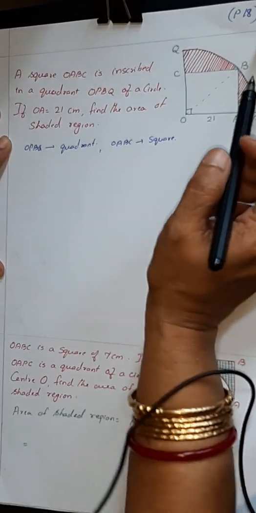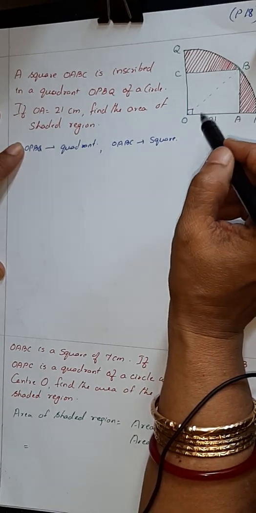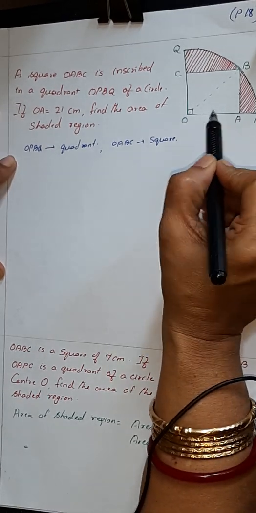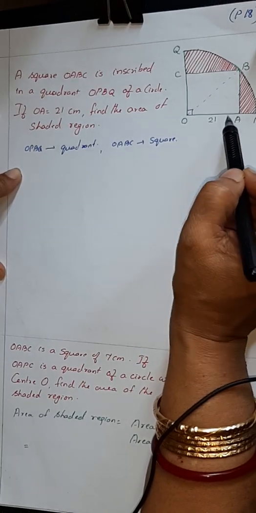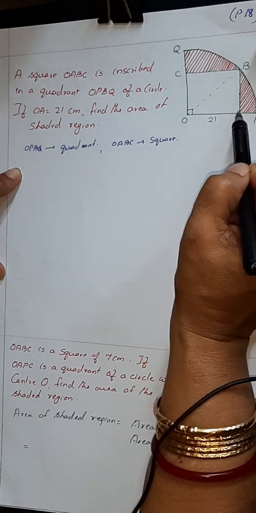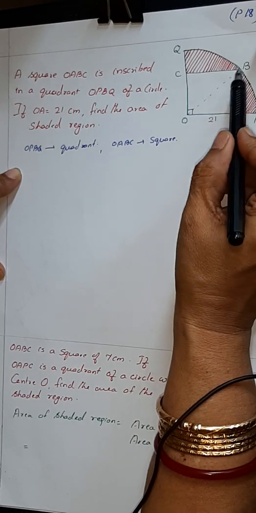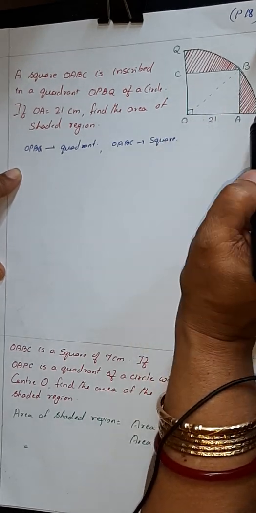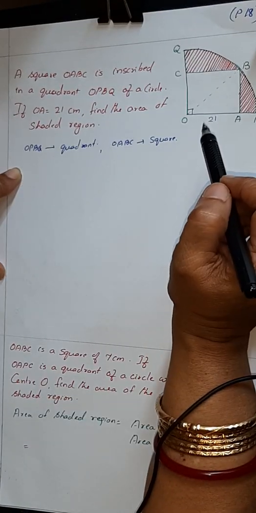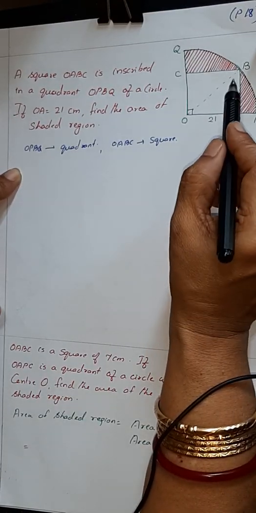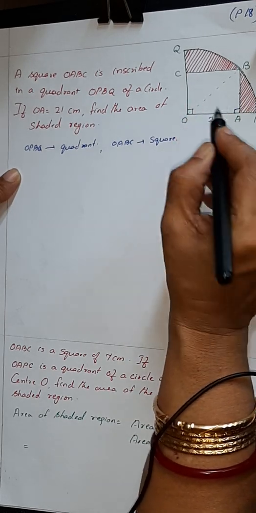So now to find the area of the quadrant, it is pi r squared by 4. So we have to get the radius of the quadrant, but we have been given only the side of the square, 21. That is OA is 21, but we do not know OP. OP, OB, OQ are all radius, but we do not have the radius of the quadrant. So now we have to find the radius. So this is a square, so this is 90. So join OB.